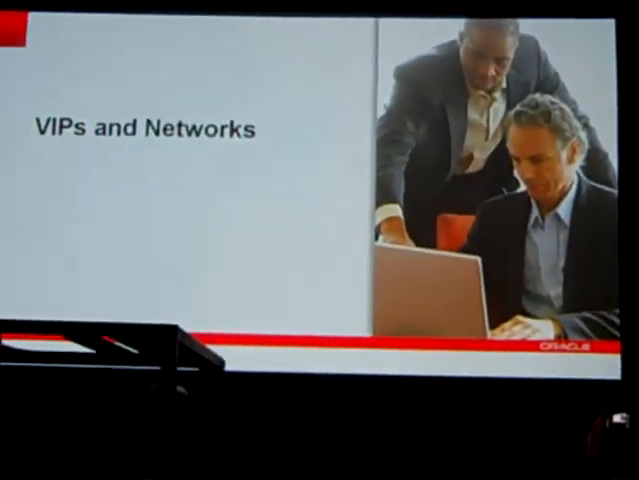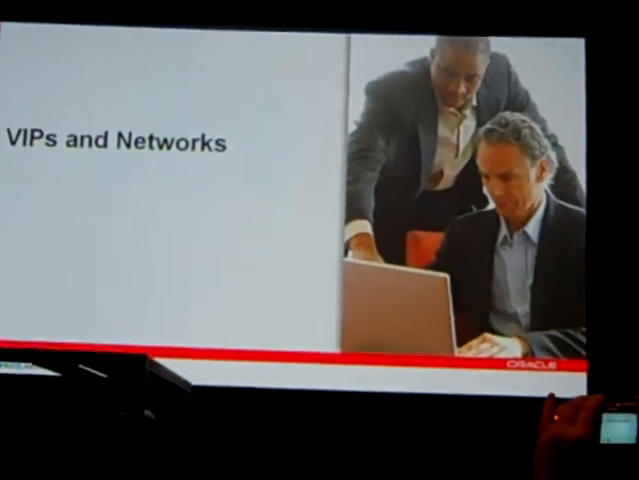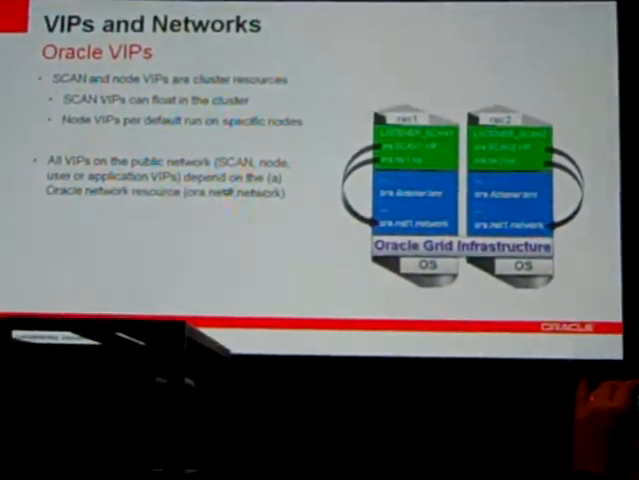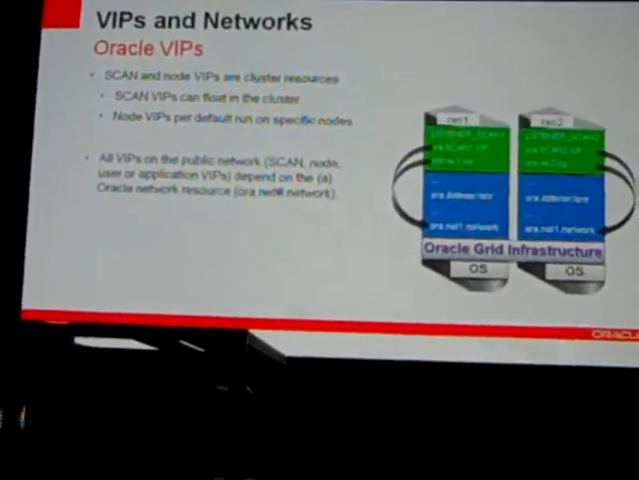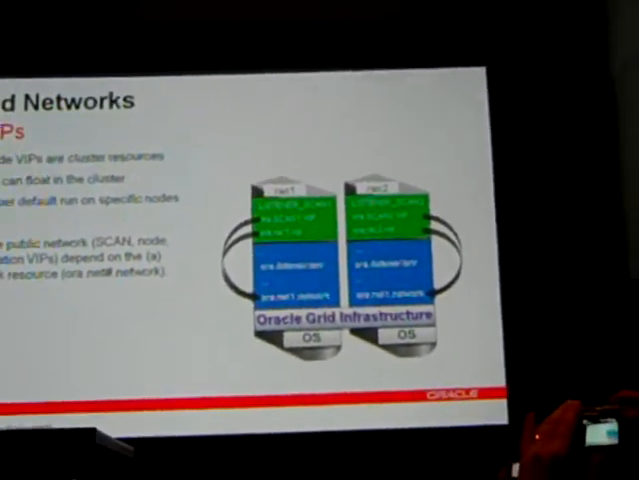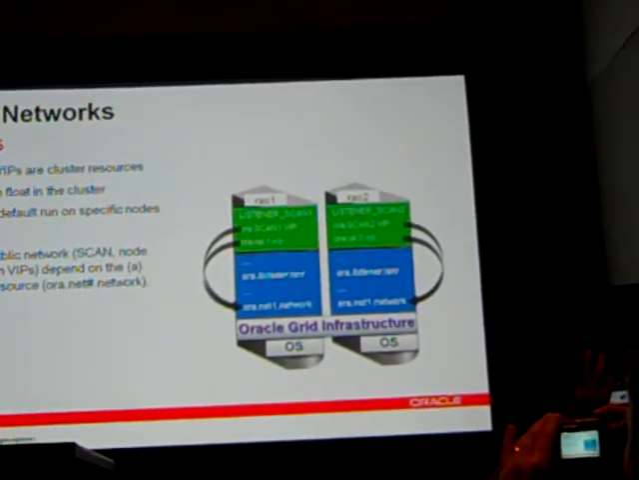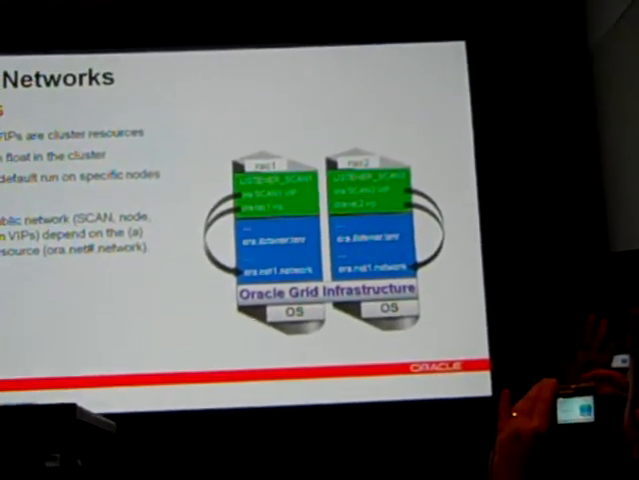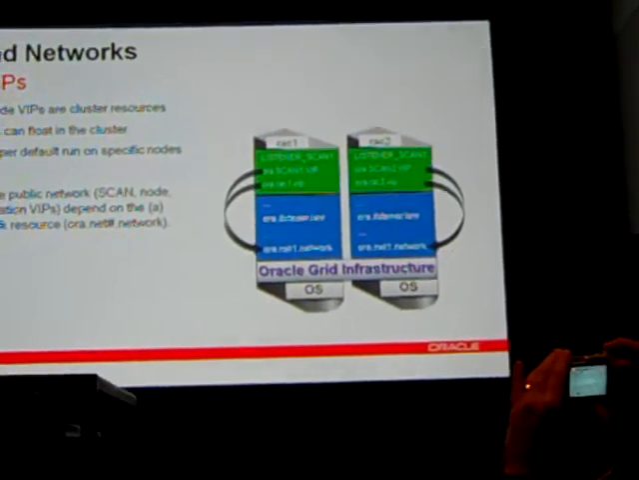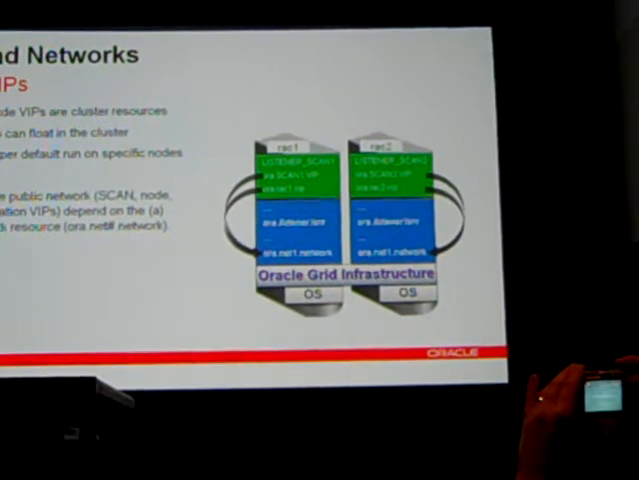That basically concludes the architectural changes. We have a few more regarding VIPs and networks, and I want to go through them quickly. Just again, a brief summary. The major changes in 11g Release 2 were the introduction of SCAN VIPs, and also the dependencies of SCAN VIPs or node VIPs on the network resource.